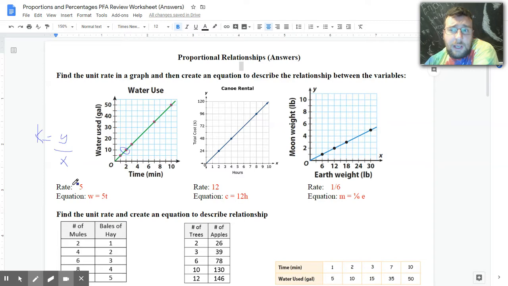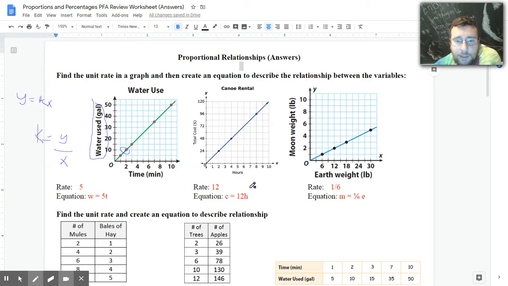Now, how about the equations? The equations is also straightforward. Remember that all proportional equations have this kind of setup: y equals k times x. So all you have to do is get your y quantity, which is the one that's on the y-axis, right? And then list that. So for example, here we put water. On this one, we put cost. And on this one, we put moon weight. And put those variables before the equal sign. Then you put an equal sign, and then you list your k.